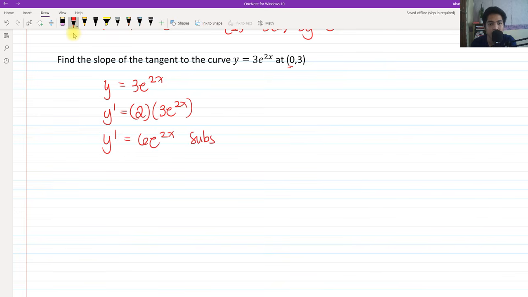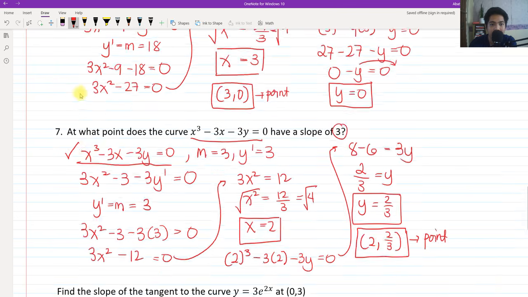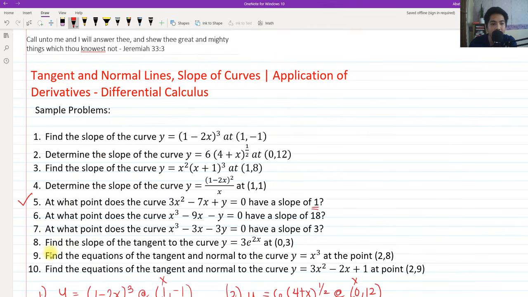Substitute x equals 0 because of x here. So we have y prime equals 6e raised to 2 times 0. 2 times 0 is 0. E raised to 0, any number raised to 0 is 1. So this becomes 1. So that would be 6 times 1 or simply 6. And that is our slope. Okay? So that's the answer for our problem number 8. So how about problem number 9?